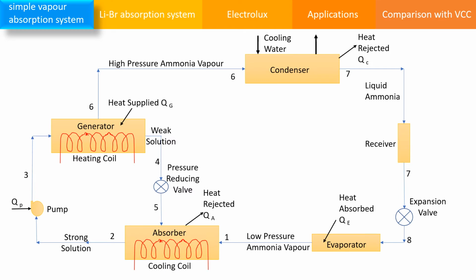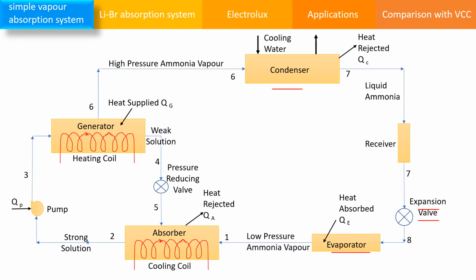So this is a basic schematic of a simple vapor absorption system. As you can see, there are standard components from the vapor compression systems, that is condenser, expansion valve, and evaporator. The refrigerant, in this case ammonia, comes into the condenser in the form of high pressure vapor. It cools down and is converted to liquid refrigerant, that is liquid ammonia, by rejecting heat to the surroundings. Then it is passed through the expansion valve where the pressure and temperature are reduced.